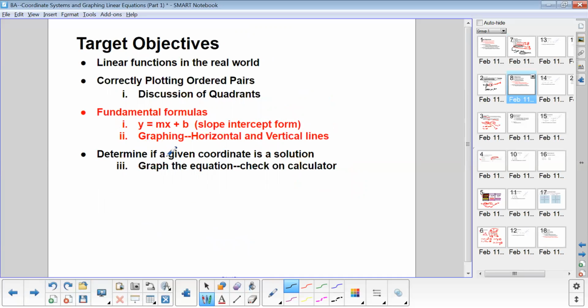Second part of the lesson is we'll look at the fundamentals of writing something in a slope-intercept form, graphing horizontal and vertical lines.